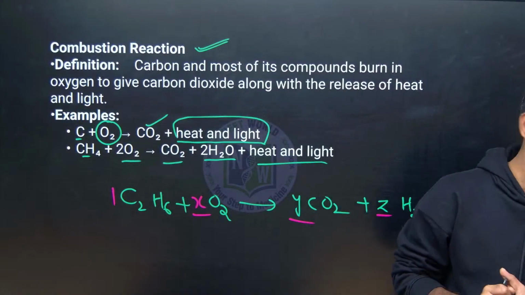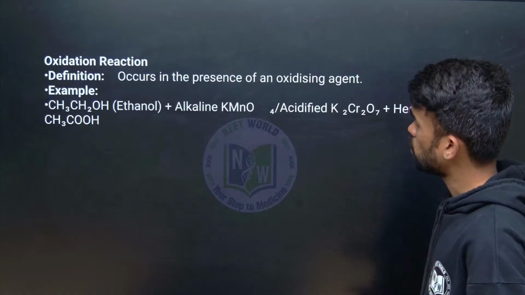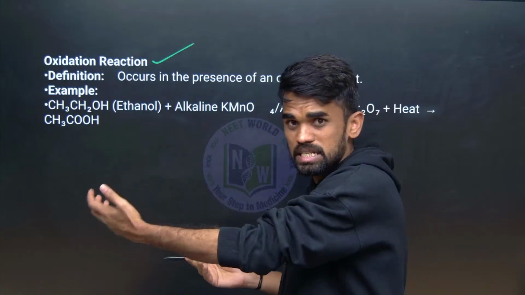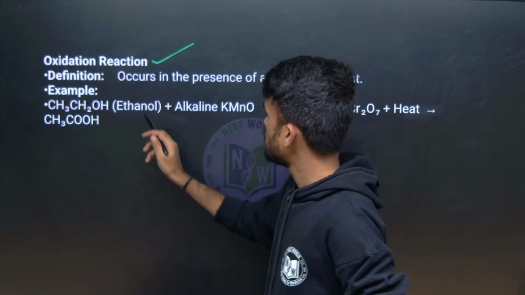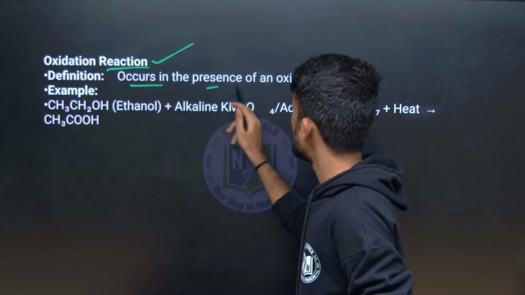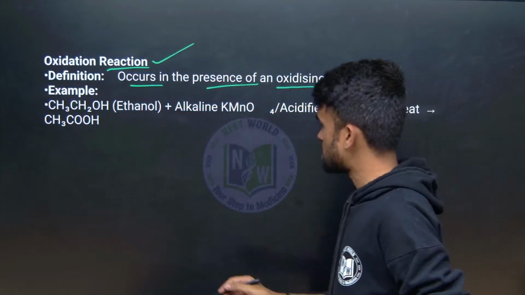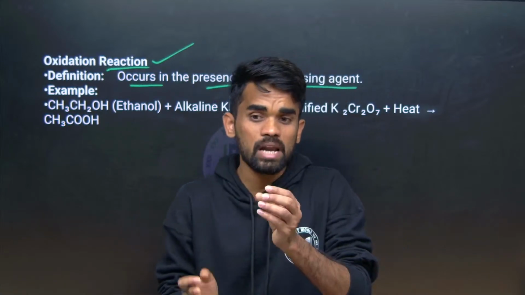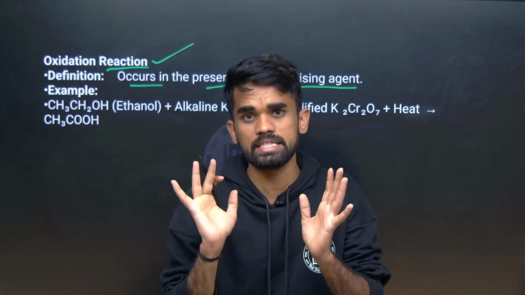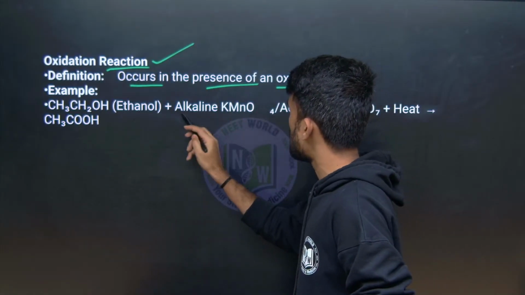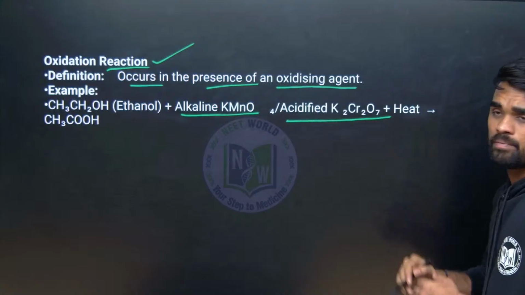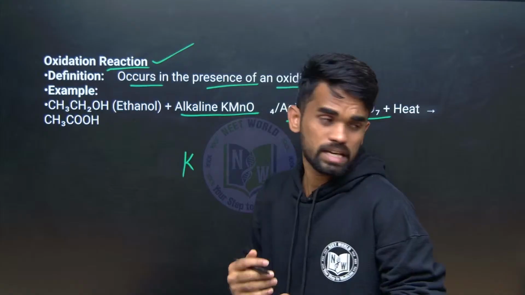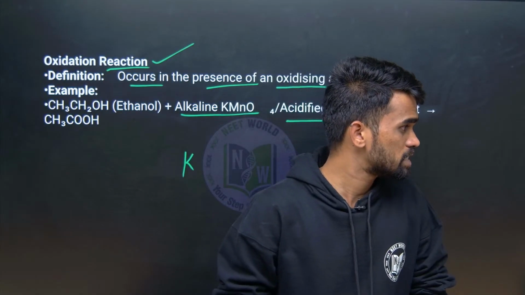Okay, then next we have oxidation reactions. Combustion reaction is also an example of oxidation only. This oxidation occurs in the presence of oxidizing agents. For example, here they mentioned alcohol. Oxidizing agent means it oxidizes others and reduces itself. Here we have alkaline KMnO4 or acidified K2Cr2O7. Alkaline KMnO4 we can also call Baeyer's reagent. So what is this Baeyer's reagent?